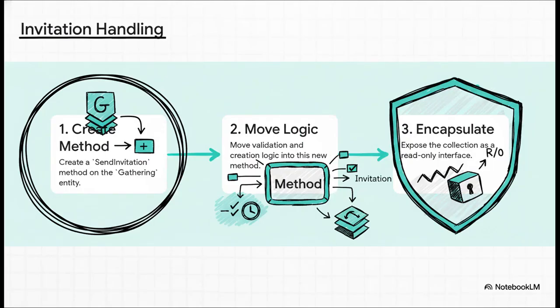And you'll notice the pattern here is pretty much the same as before, which is great. It's a repeatable playbook. First, we create a new send invitation method right on the gathering entity. Then, we move all the logic for validating and creating the invitation into that new method. And finally, we protect that collection so it can only be changed through our new controlled method.